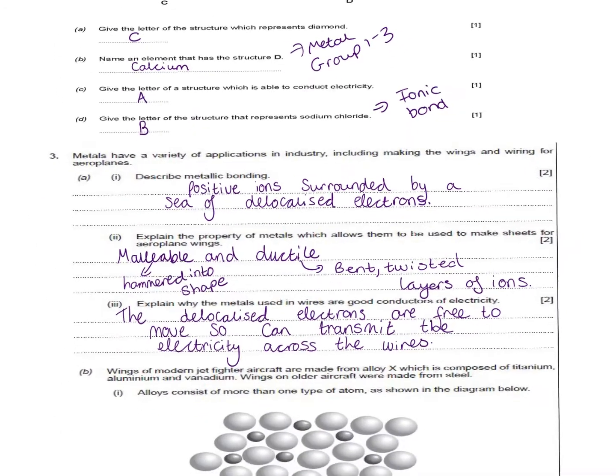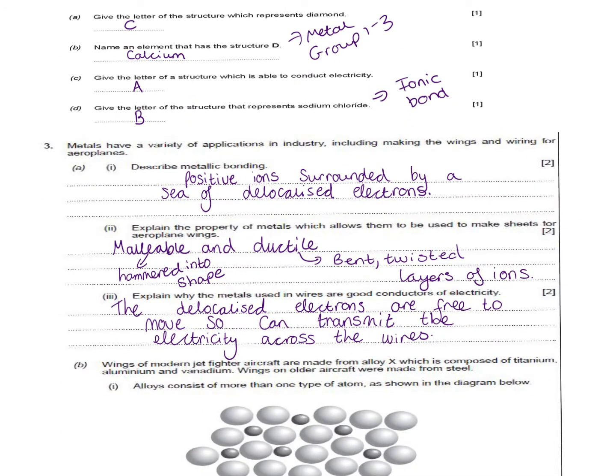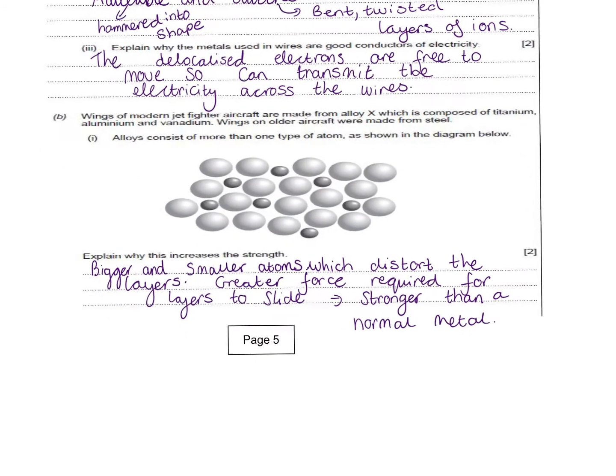Metals have a variety of applications in industry. Describe metallic bonding. Positive ions surrounded by a sea of delocalized electrons. Explain the properties of metals which allow them to be used to make sheets. They're malleable, so they can be hammered into shape, and they're ductile, which means they can be bent and twisted. Explain why metals used in wires are good conductors. The delocalized electrons are free to move, so they can transmit electricity across the wires.